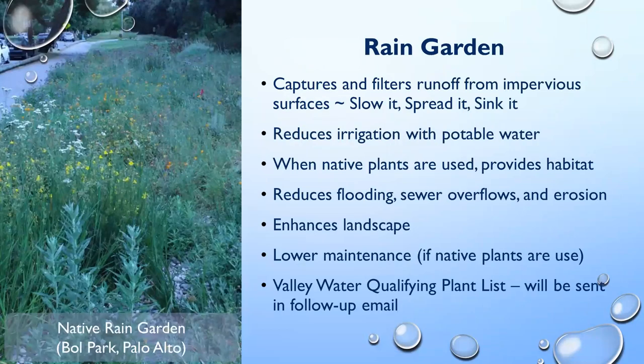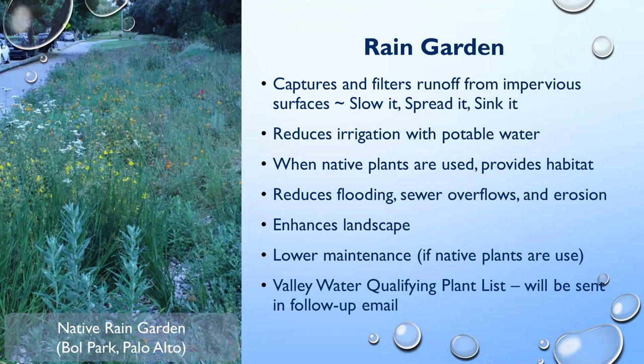So this picture on the left is a native rain garden installed in Bull Park in Palo Alto a few years ago. And you can see it's grown up quite a bit in the last few years, and it's looking pretty healthy. And it's actually right next to a community native rain garden that has been there for many, many years. And this was just extending it down all the way to the bike path. So this one actually captures water off the bike path, so the bike path no longer floods, because flooding was a bit of an issue there.